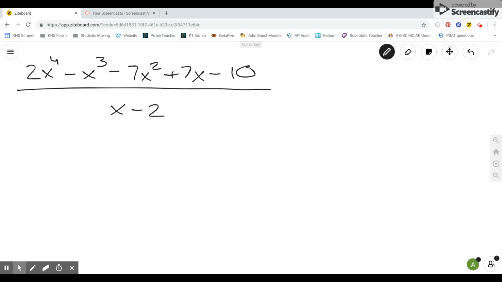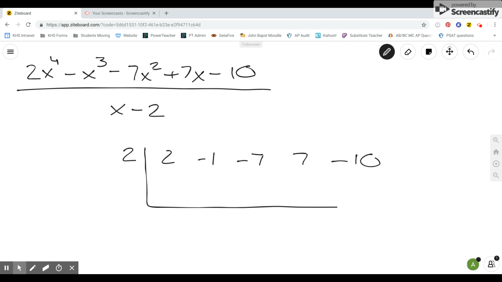So in this case, we have the factor x minus 2. And the 0 from that factor is 2. So we're going to put that on the outside of our synthetic division, kind of like a long L. And then we take the coefficients of our fourth degree polynomial, and be careful that every term is accounted for.